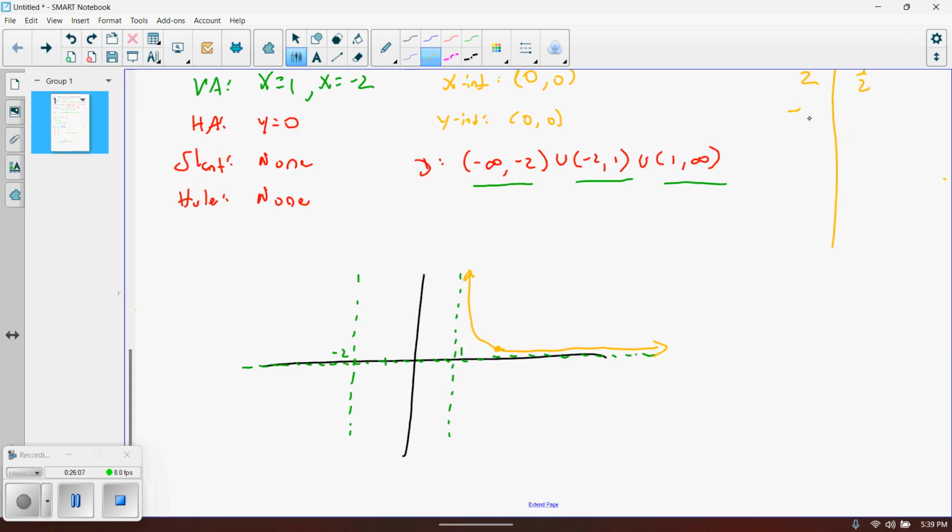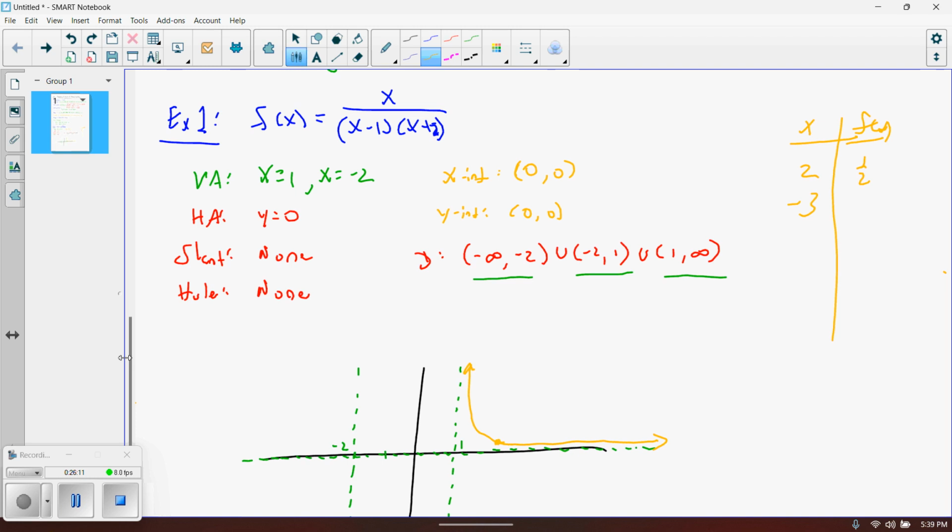Oops, got rid of my -3 somehow there. Then we would plug in -3 on top and bottom, see what we would get. So that would be -3 over, let's see, that's going to be -4 times -1, which is +4. So -3 over +4 would be -3/4. So we would be at the point -3, -3/4, someplace right around there.